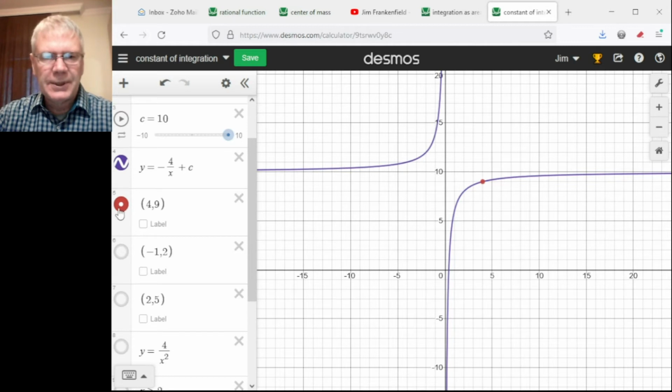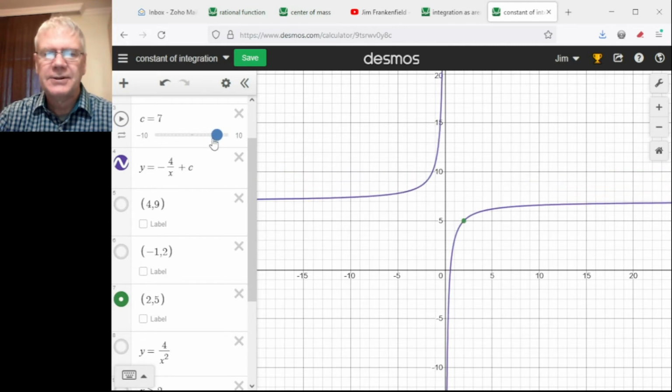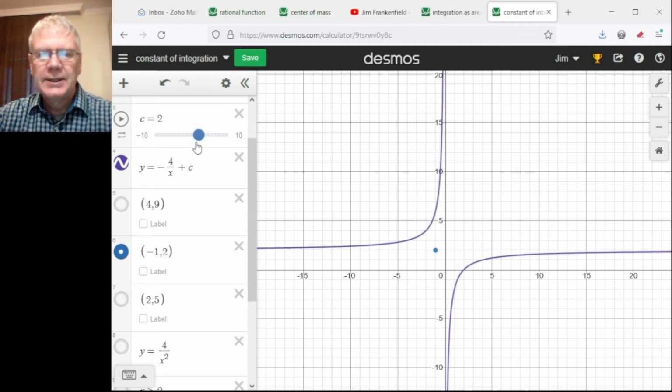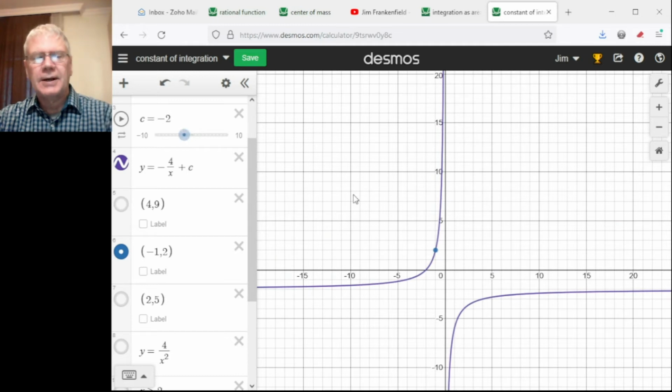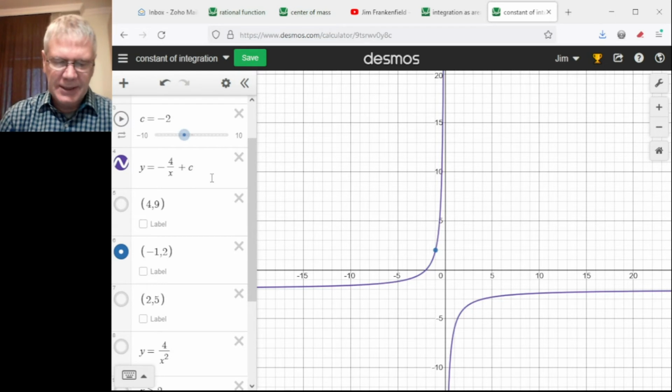We could choose a new point, like 2 and 5. Now I have to change my constant again. I have to lower it. Let's bring it down a bit. Or I could do minus 1, 2. Now I'm going to have to pay attention to the left side, in the second quadrant. You can calculate those on your own, but if c is minus 2, you'll go through that point. So we need to know some point in order to find this constant c, and it allows us to meet that condition.